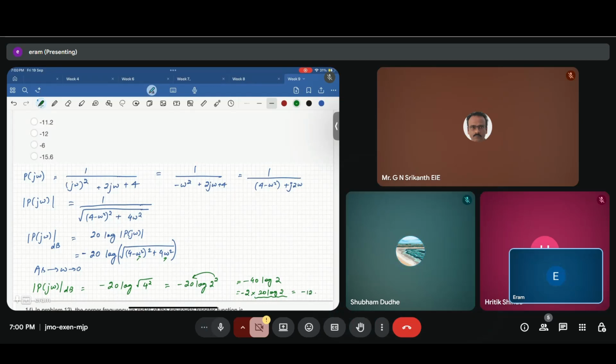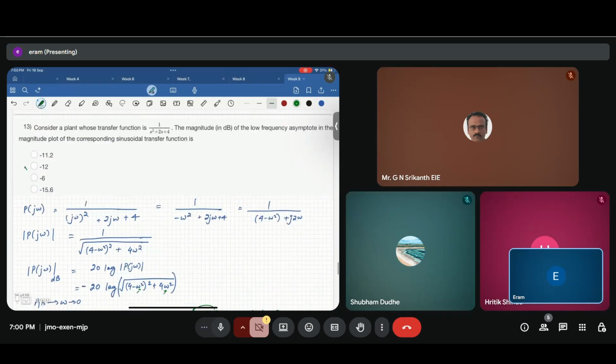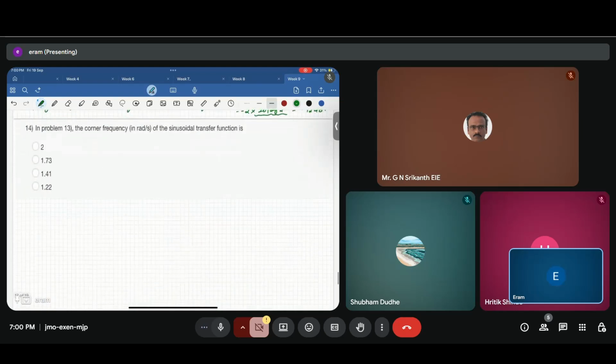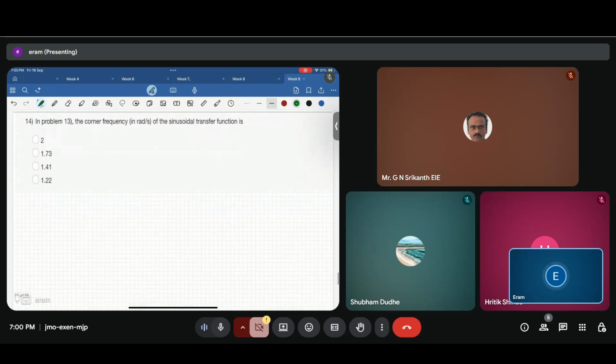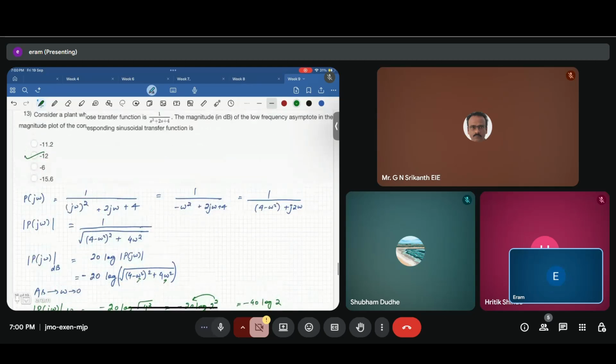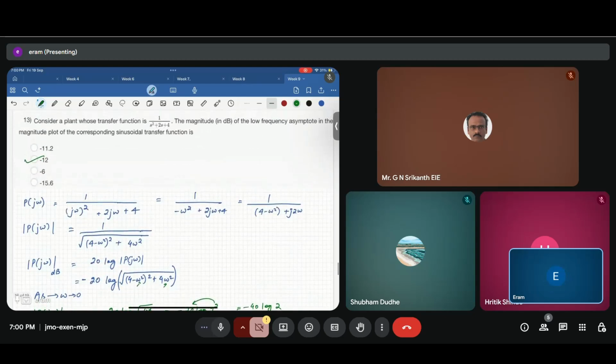Minus 12. So the answer is minus 12 dB. Okay. What is the corner frequency of this transfer function? So for a second order plant, what is a corner frequency? How is it defined?